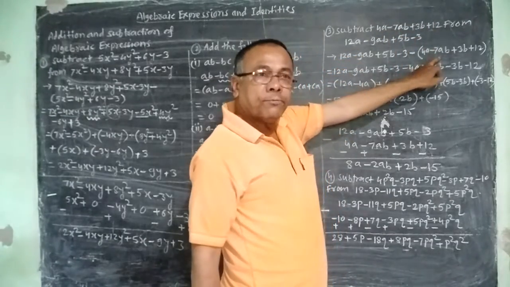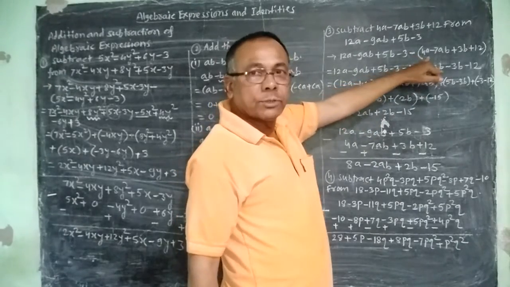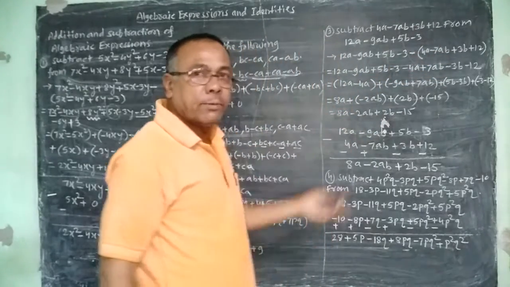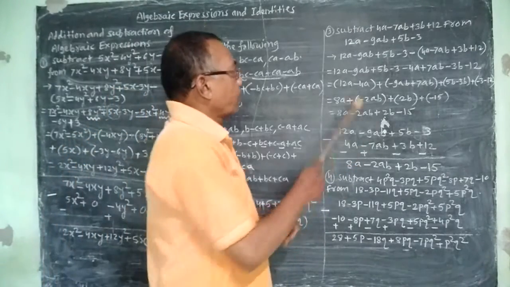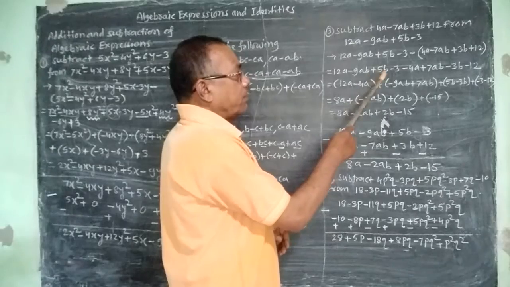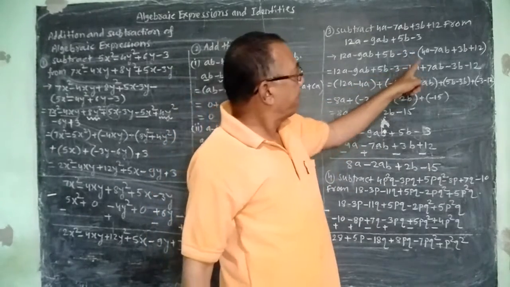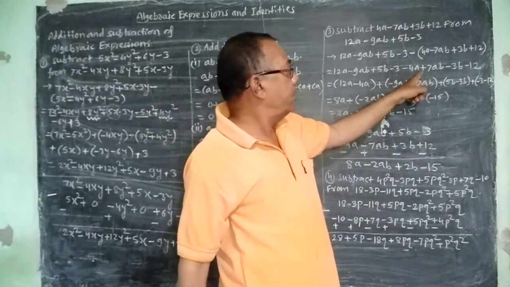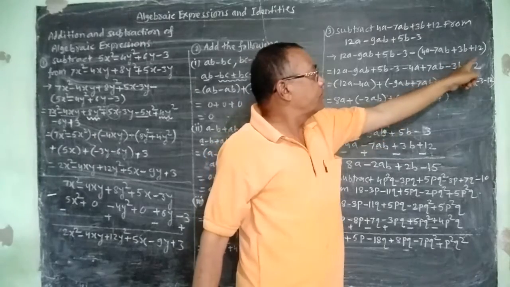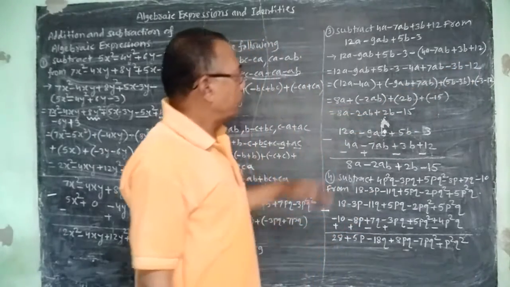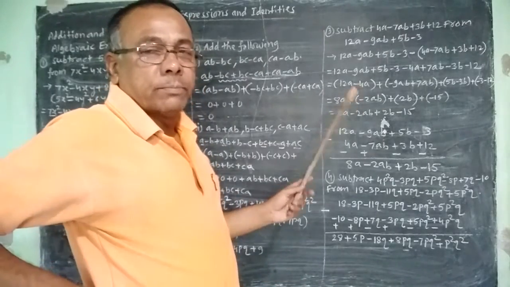I have written the first expression in the bracket so that the terms while coming outside the bracket, they will get their signs changed. Here 12a minus 9ab plus 5b minus 3 as it is. Here plus 4a becomes minus 4a, minus 7ab becomes plus 7ab, then plus 3b will become minus 3b, and plus 12 will become minus 12. Now again I have collected all the like terms.